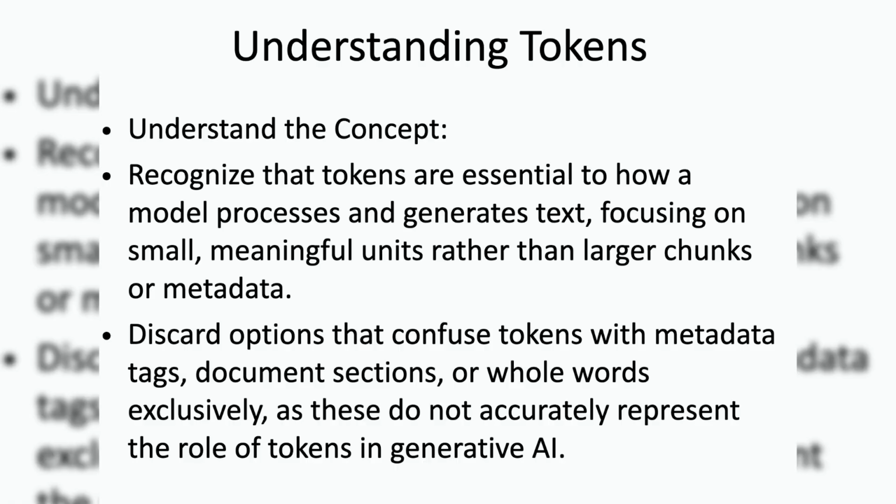Option D, tokens are sections of a document divided to improve the model's processing speed and reduce computation costs. To solve this question, the first step is to understand the purpose of each option and then eliminate one that clearly doesn't fit. Understand the concept. Recognize that tokens are essential to how a model processes and generates text, focusing on small, meaningful units rather than larger chunks or metadata.